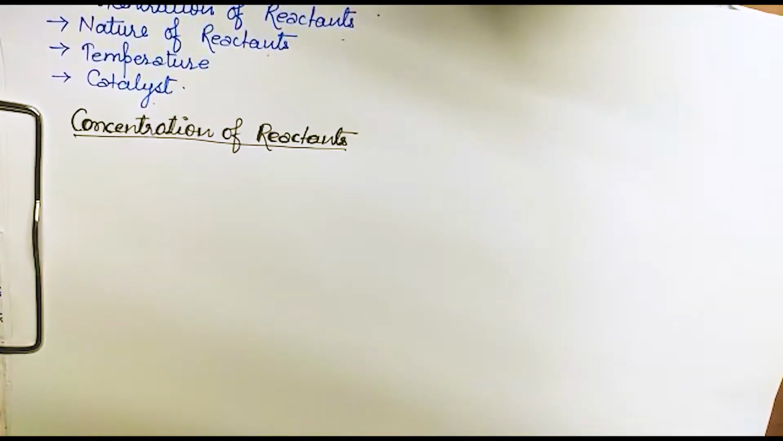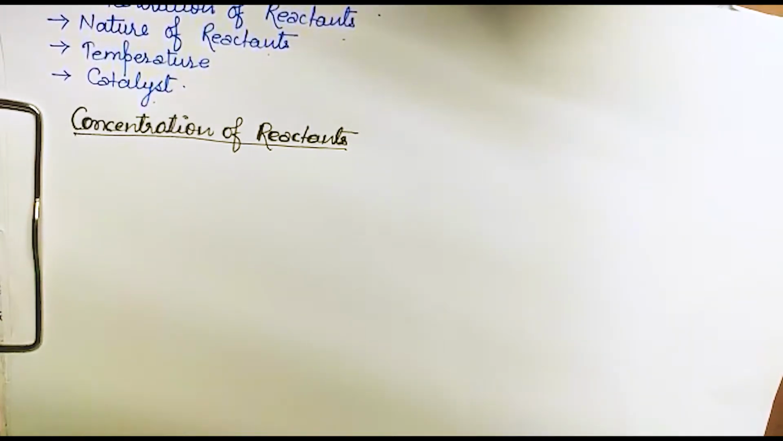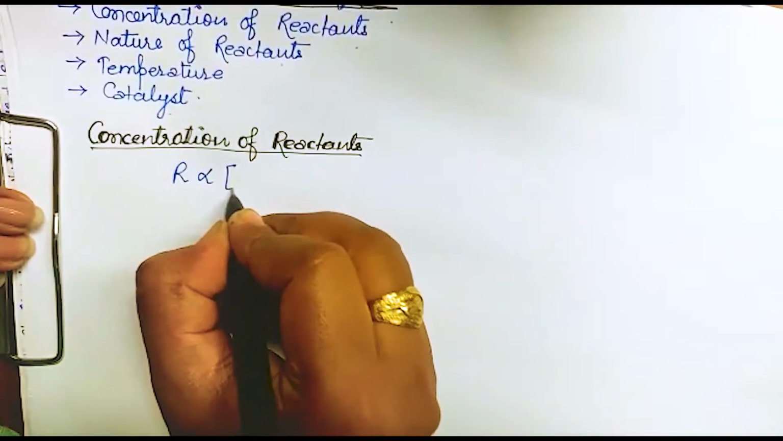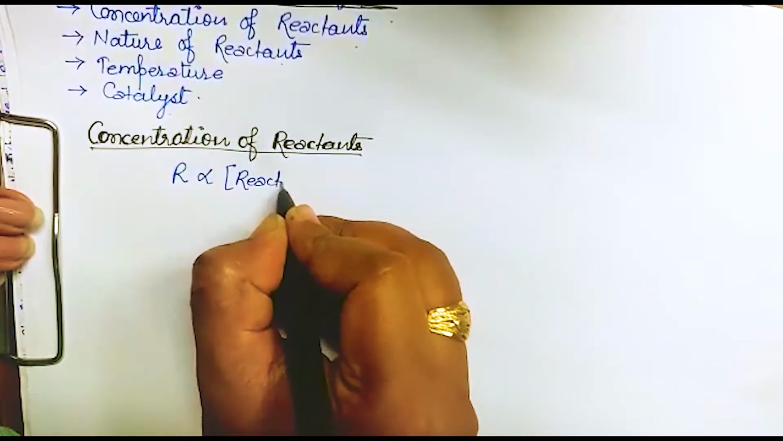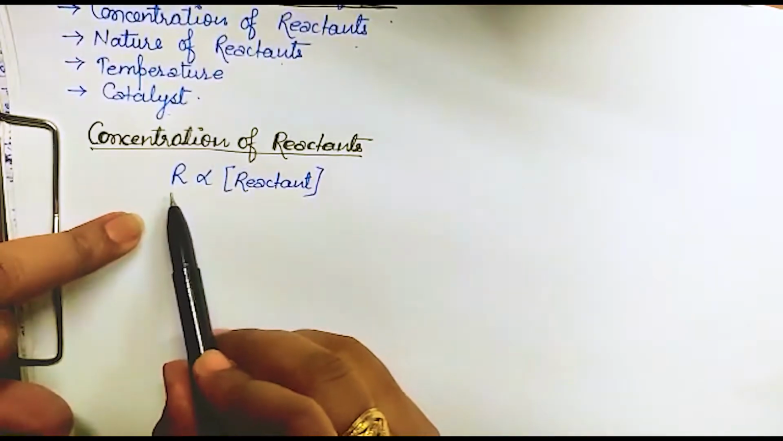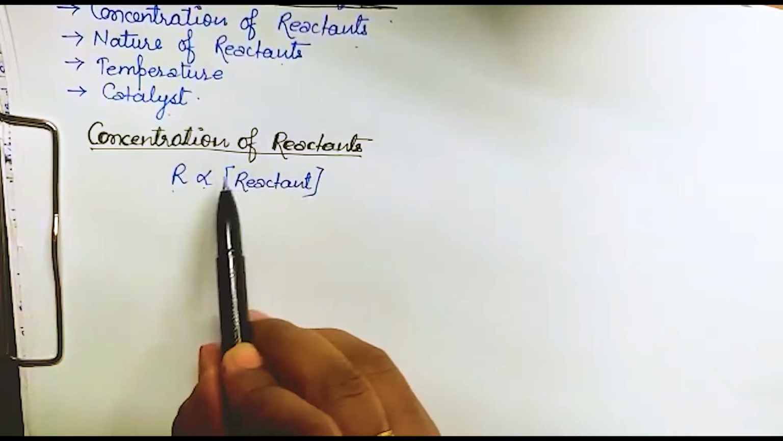Yes, what is rate of reaction? The tendency of reactant to form product. So if more reactant is there, more collisions will be there, and more collisions mean more product formation, and hence the rate of reaction will increase. So we can write that rate of reaction is directly proportional to the concentration of reactant. There is no dependence on the product concentration. It simply depends on the reactant concentration.